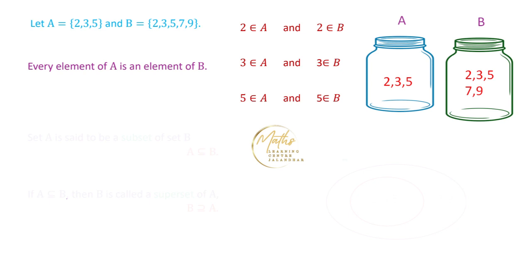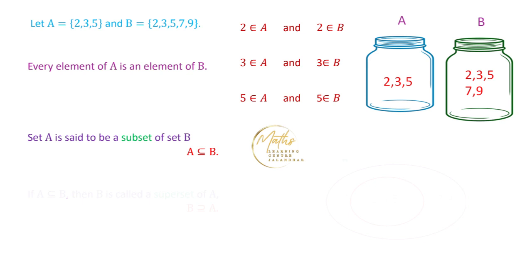So whenever we have this kind of situation, that every element of the set A is an element of B, then we say that set A is a subset of set B and we write it in this form. This is the notation for subset.